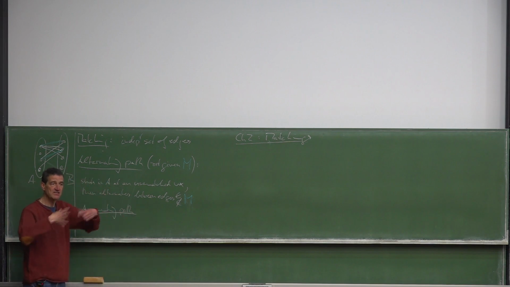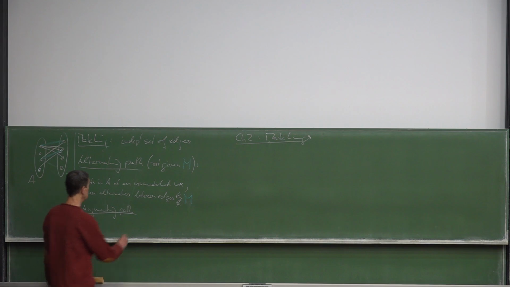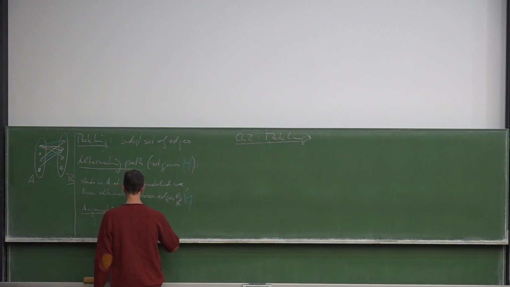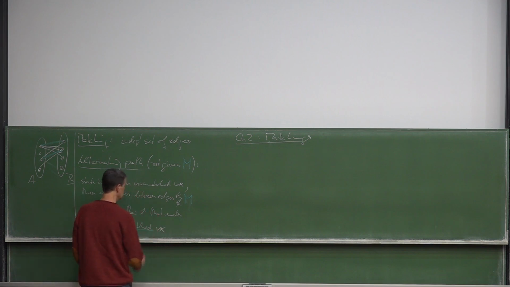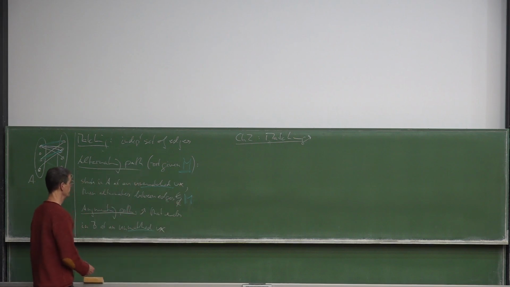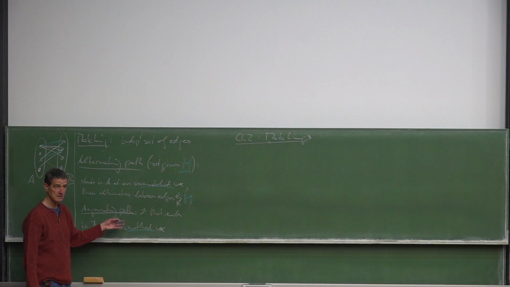Augmenting, as in increasing the size of. That's any alternating path that ends in B at an unmatched vertex. And this "matched" always refers to this M, right? An alternating path is called an augmenting path.